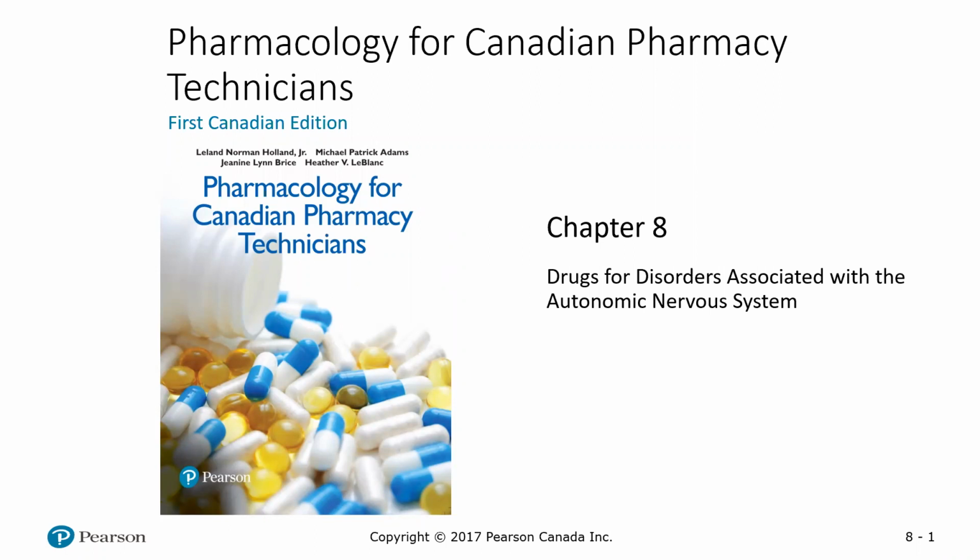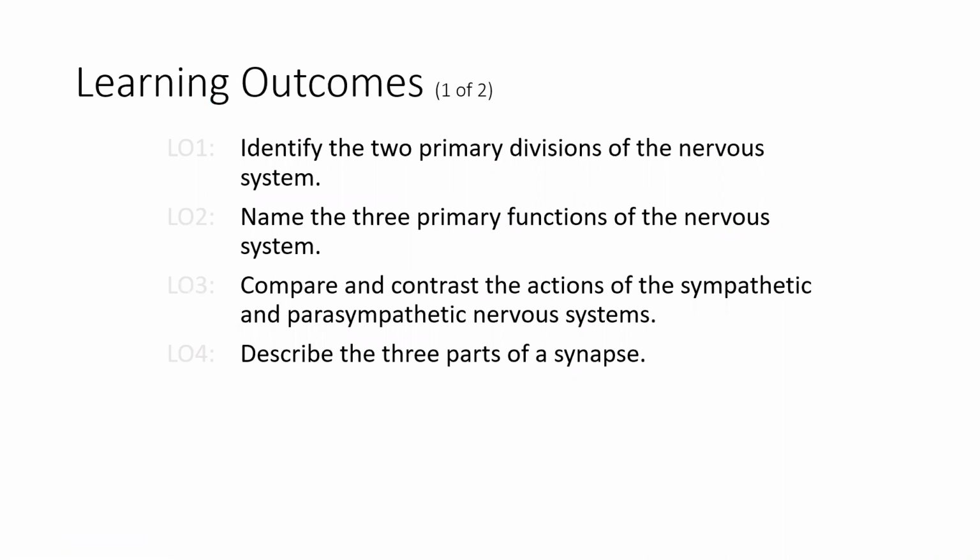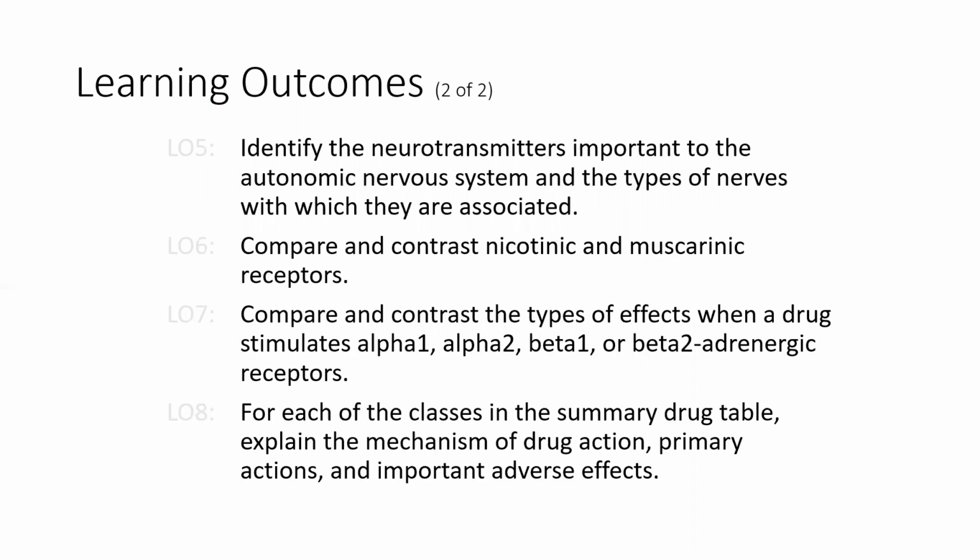Today, the turn is for chapter number 8, Drugs for Disorders Associated with the Autonomic Nervous System. So let's talk a little bit about the nervous system. In this chapter, we're going to be learning the two primary divisions of the nervous system and three primary functions of the nervous system. We will compare and contrast the actions of the sympathetic and parasympathetic nervous systems. And we will understand three parts of the synapses.